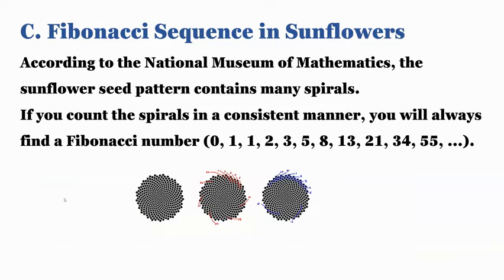Part 3. Fibonacci sequence in sunflowers. According to the National Museum of Mathematics, aka MoMath, the sunflower seeds patterns contain many spirals. If you count the spirals in a consistent manner, you will always find a Fibonacci number.